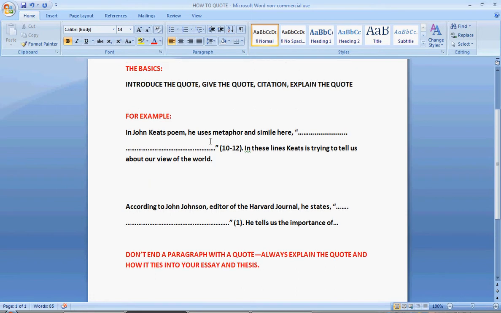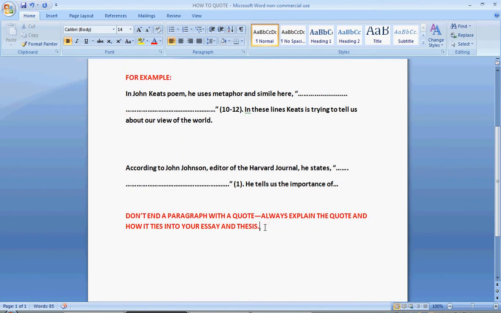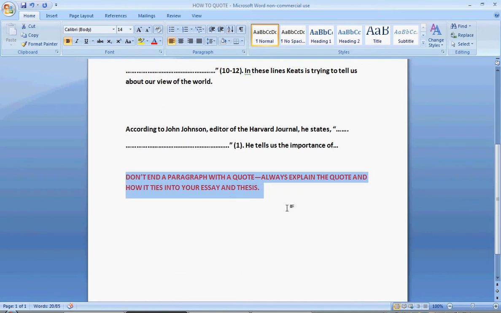So again, whether you're quoting from the poem or an outside source, you follow the basics up there as well. And one of my rules is: don't end a paragraph with a quote.